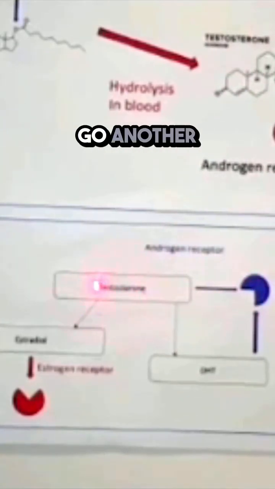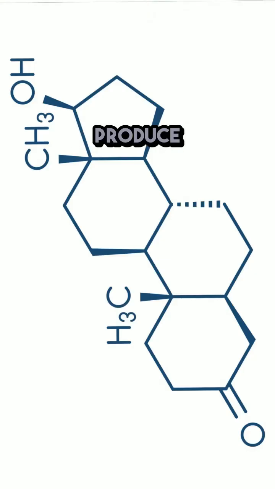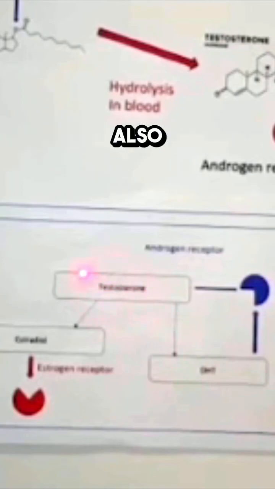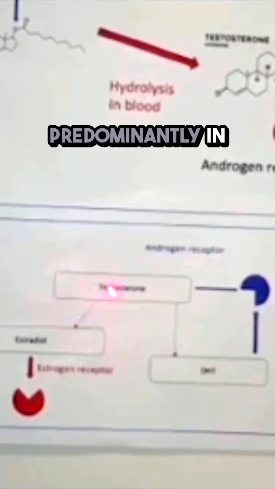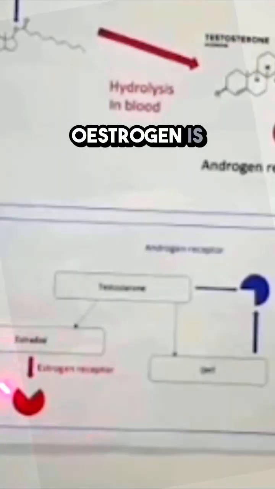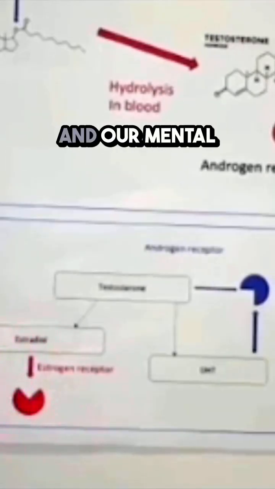It can go through another modification by the enzyme 5-alpha reductase to produce dihydrotestosterone, or DHT, which is much more potent than testosterone, and which can also act on the androgen receptor. Testosterone can also be modified by the aromatase enzyme, predominantly in the fat tissue, to produce estradiol, which can then act on the estrogen receptor. Estrogen is present in men, and it's important for our bone health and our mental health.